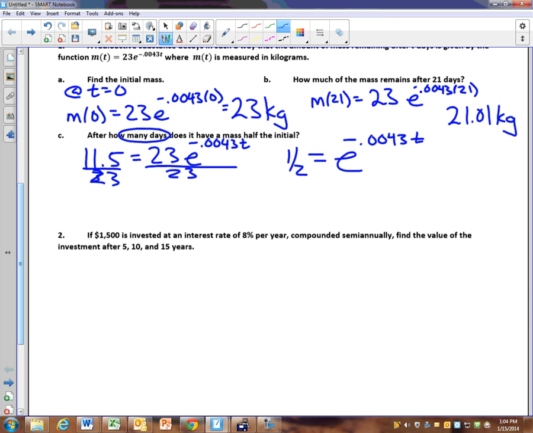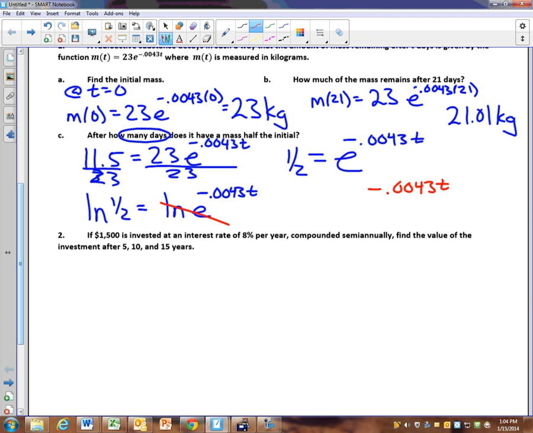If I want to get to the t, what do I have to get rid of? The e. How do I get rid of a base e? Natural log of both sides. So natural log of 1/2 equals natural log of e to the negative 0.0043 t. What goes away on the right-hand side? Natural log and e, and that leaves you with negative 0.0043 t.